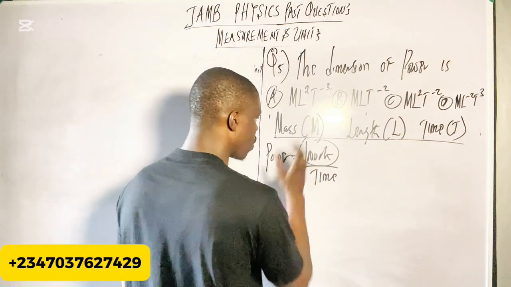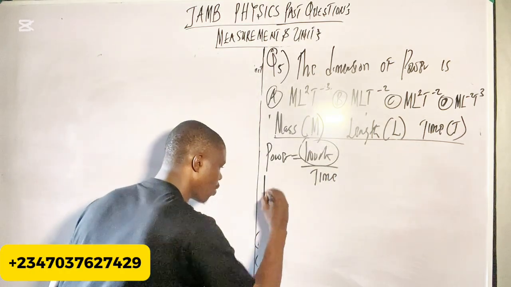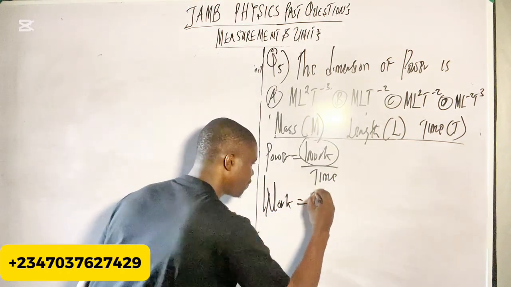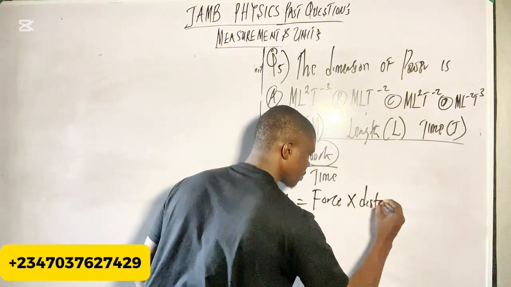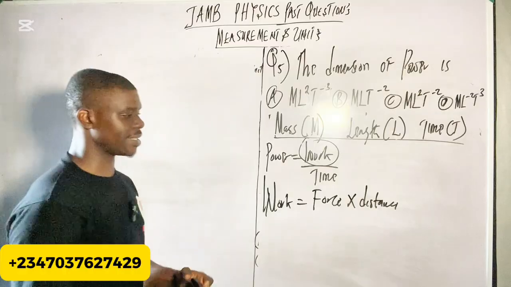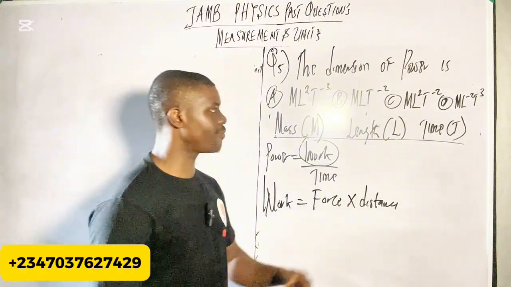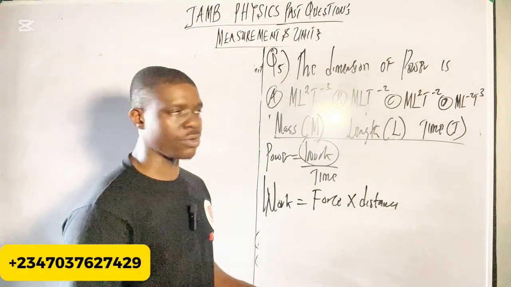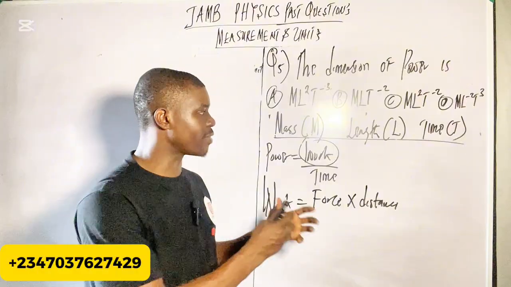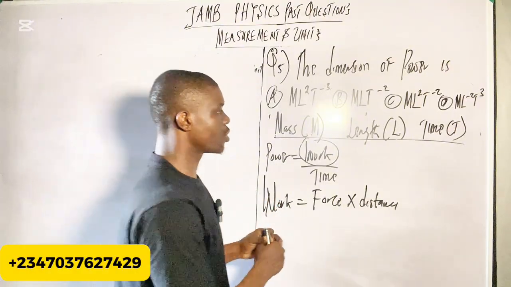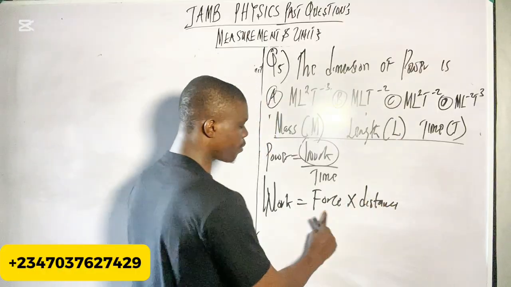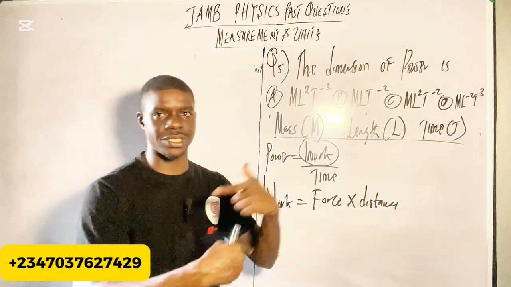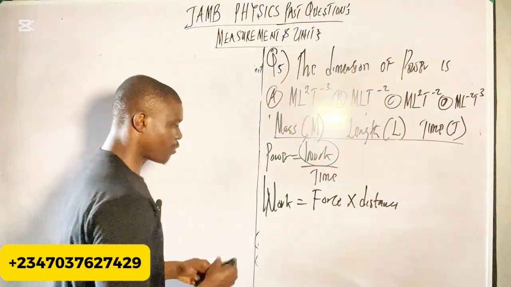So now let's take on work here. Work equals force times distance. Right? Force times distance. So distance is a fundamental quantity. So it's already this length here, which is L. But force is not fundamental. We need to reduce force. So we look at force.